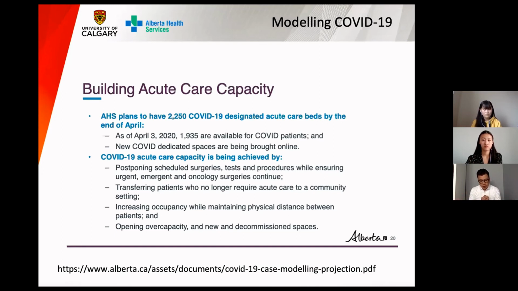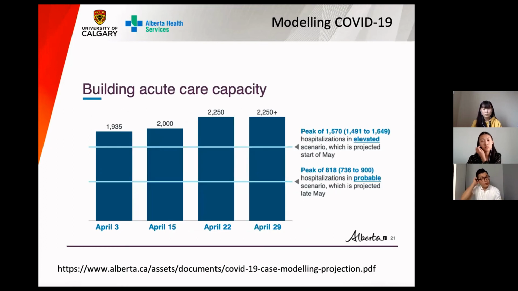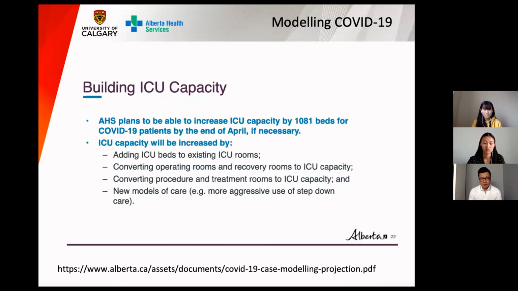Well, just the balance of risk and benefit changes things, and the need for having that capacity might have expedited some discharges. And then they just use these different probable or elevated risk projections to determine where they are at in terms of their acute care capacity or hospital beds, and then how much more they would need depending on where we're at in terms of the probable or elevated risk scenario. And they did the same thing for ICUs.